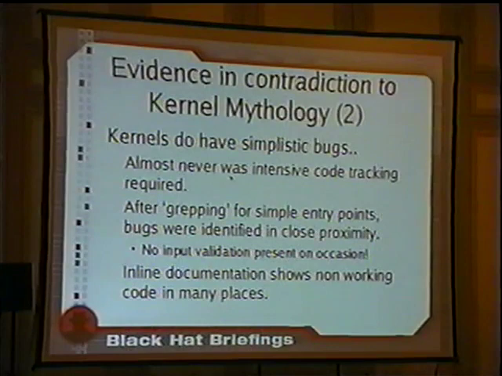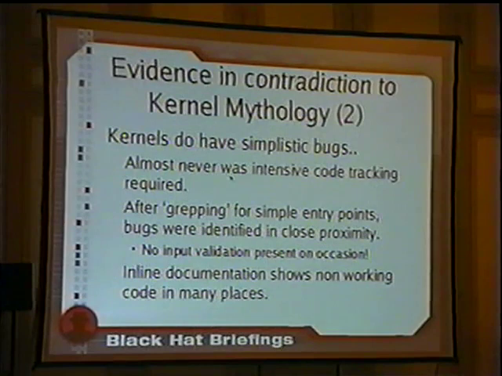So I just want to show evidence in contradiction to that: there aren't any simple kernel bugs. Almost never was I required to do intensive code tracking. Grepping for bugs, grepping for likely places to exploit, found a lot of things. Very close to it, grep for copy to user, copy from user, copy in, copy out, right above there, look for something that might be buggy and hence probably exploitable. And in some cases, no input validation at all. Even inline documentation shows that non-working code exists in many places.